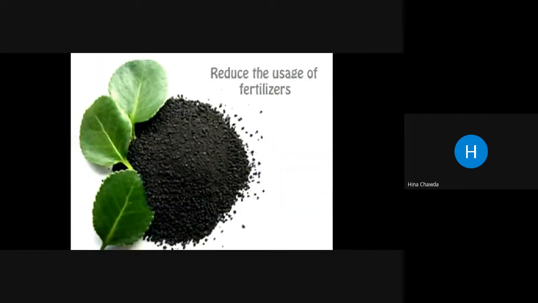Now to the next solution, I would like to suggest that we reduce the use of fertilizers, because in fertilizers, as I previously said, atmospheric aerosols like chlorofluorocarbons are present. These are depleting our earth and are also emitted into the earth's atmosphere, which causes global warming.